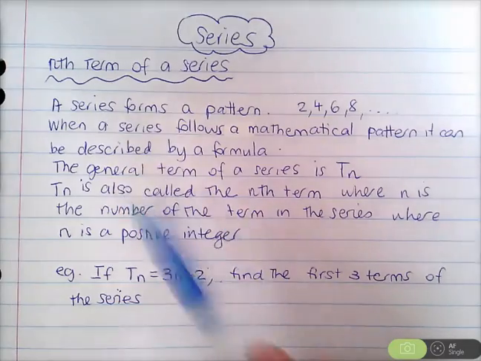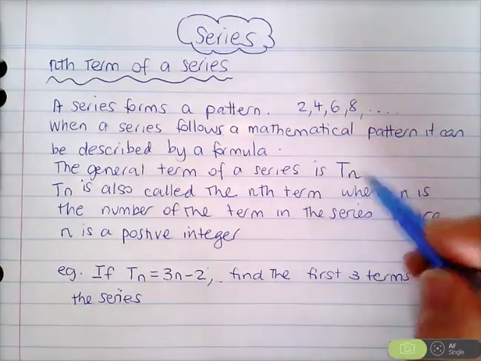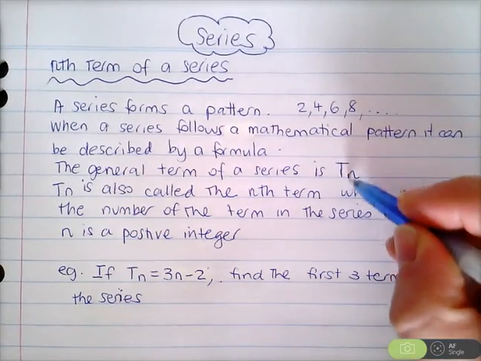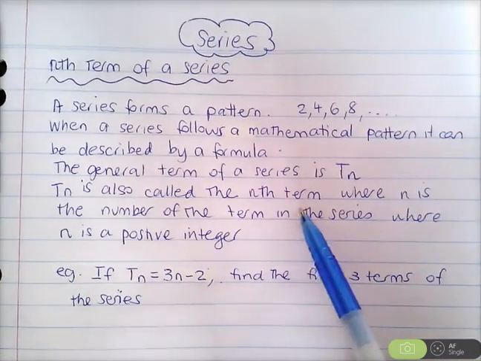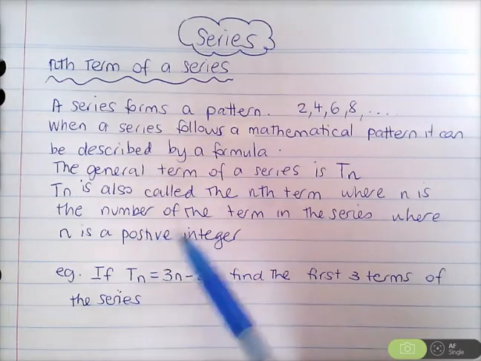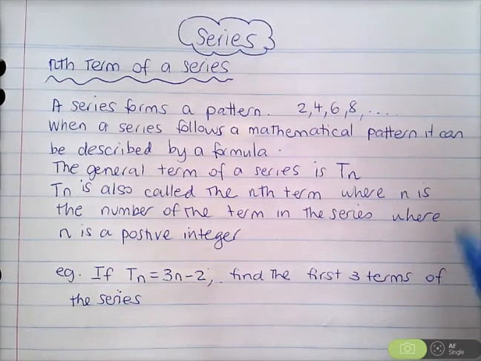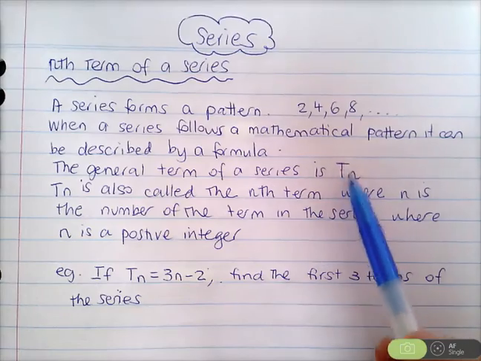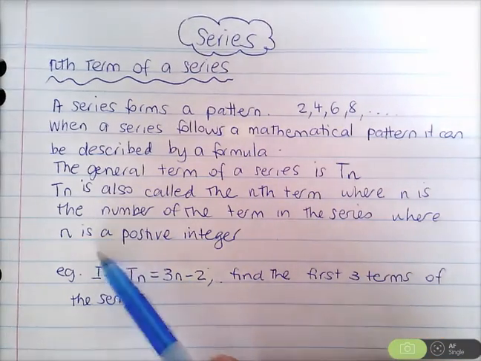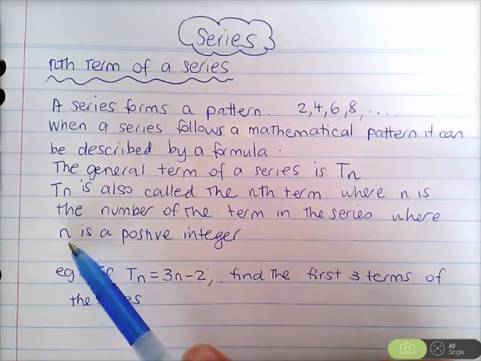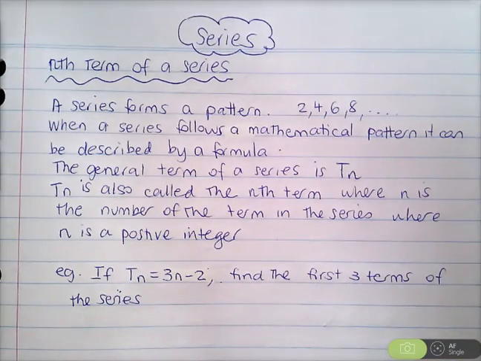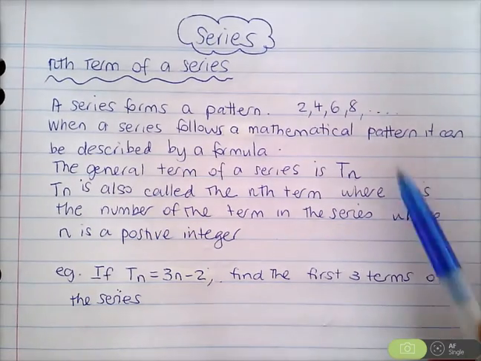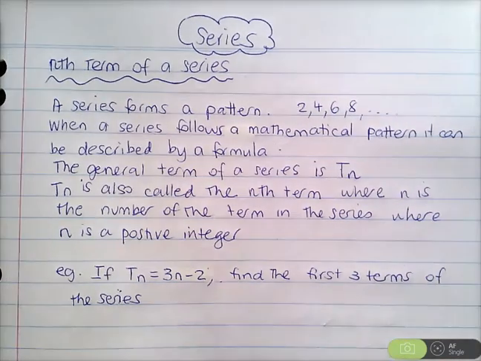formula. And the general term of a series is written like this, capital T with a sub n. This is called the nth term of the series, where n is the number of the term in the series. And n always has to be a positive integer. So we don't start with n is 0. You can't have the 0th term of the series. You could have the first term, the second term, etc. So n must be a positive integer.